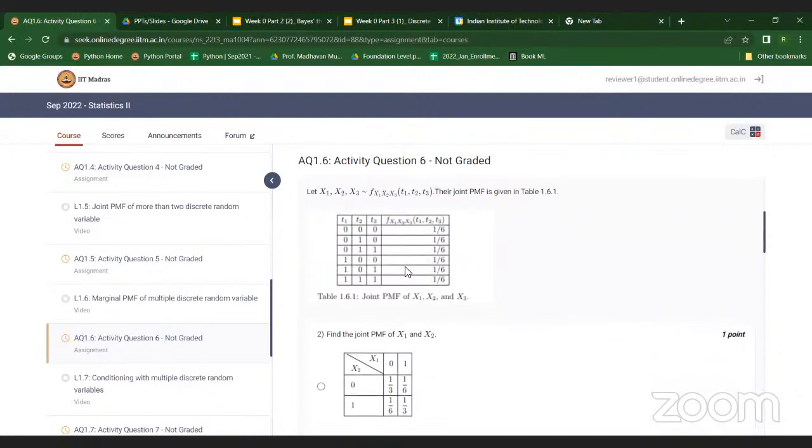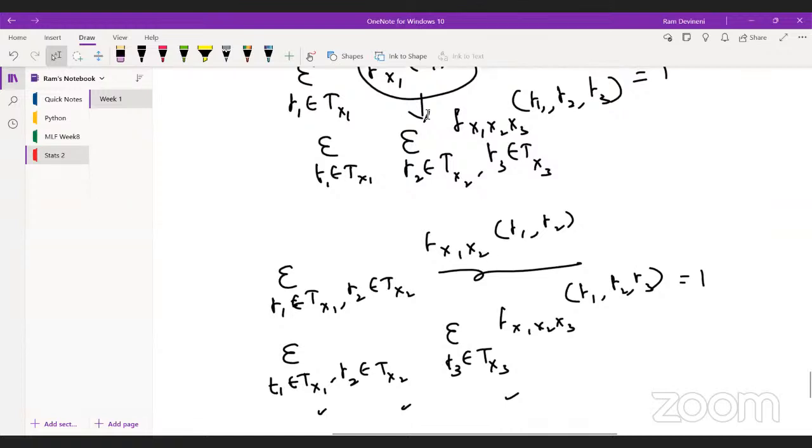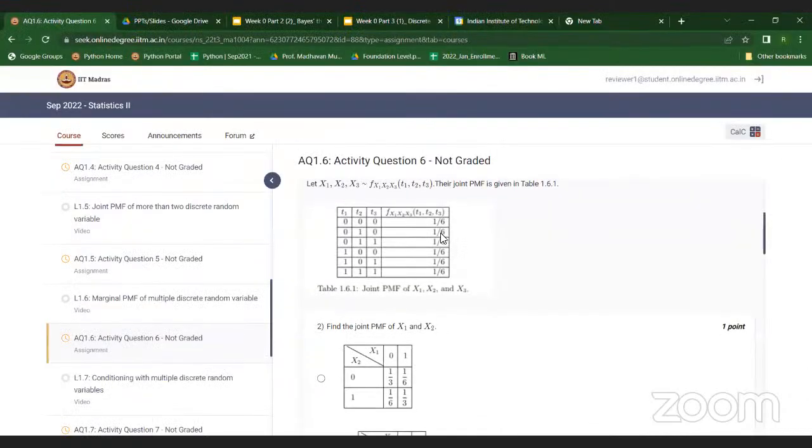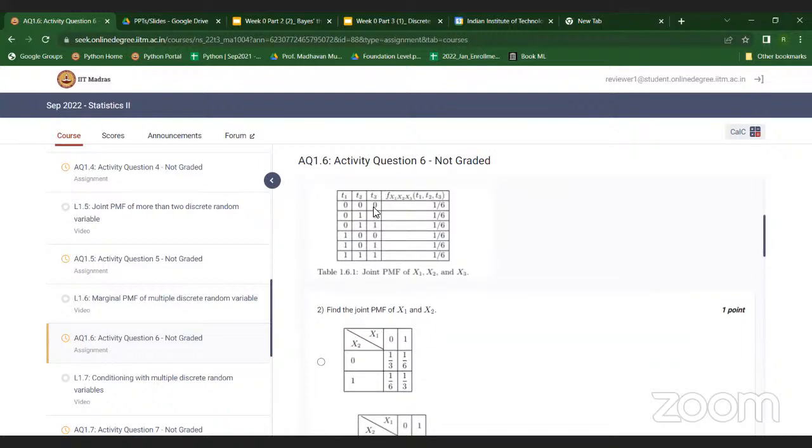Now we'll come to this problem. Whatever I have told here, that the summation over the joint probabilities of x1, x2, x3 is going to be equal to 1, you can see via this example. Here the sum of 1 by 6 plus 1 by 6 and so on is equal to 1. Now we'll come to the joint probability of x1, x2. How do you compute this? You need to sum over all the possible values of x3, right?